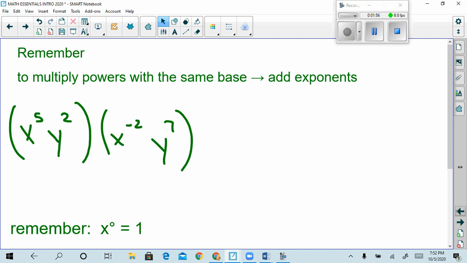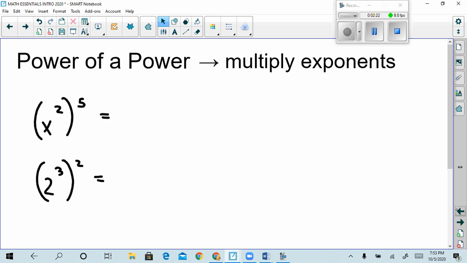Again, reminder, to multiply powers with the same base, you add exponents. We're going to look now at x to the 7th times x to the negative 2nd. I'm going to add those together. That will give me x to the 3rd, and my y is to the 9th. Another thing to remember is that x to the power of 0 equals 1. So I'm just putting out some reminders in these first few slides.